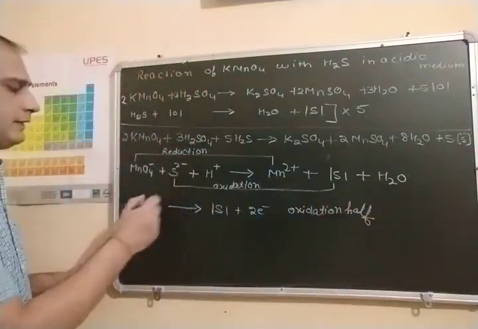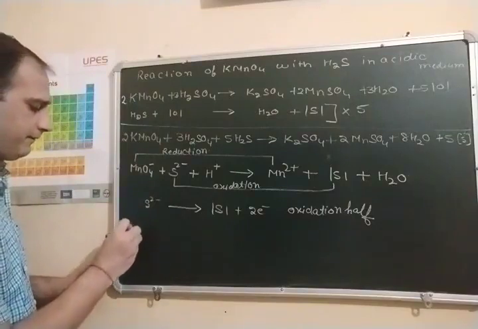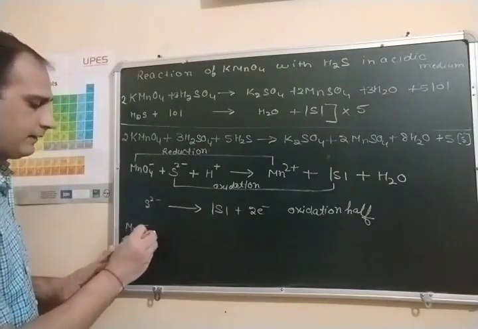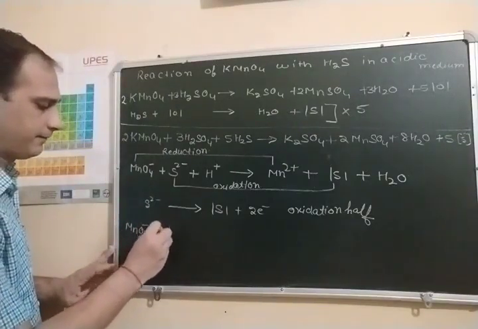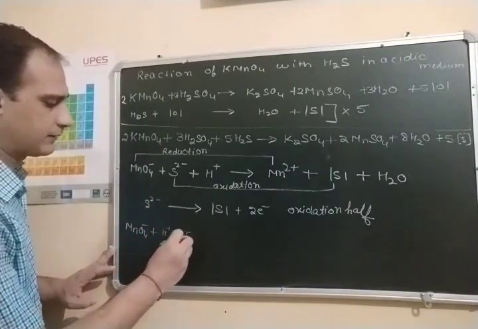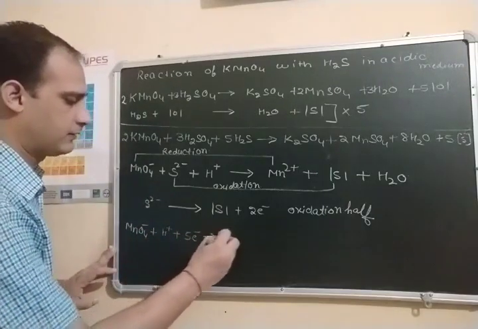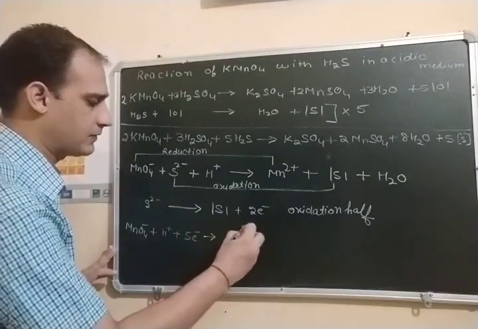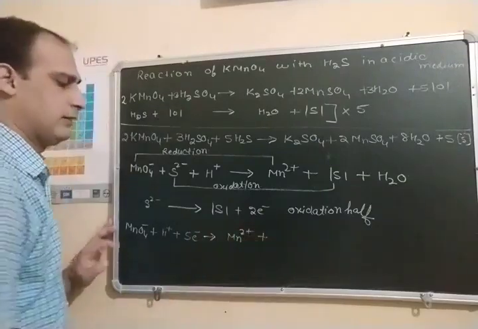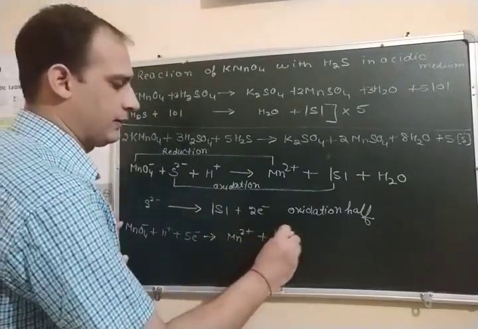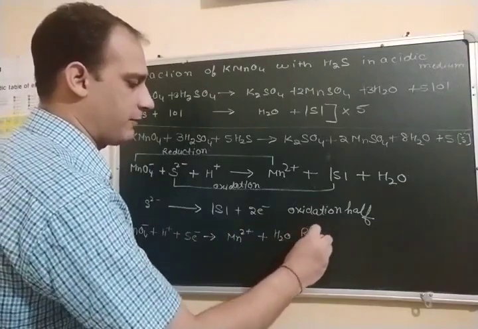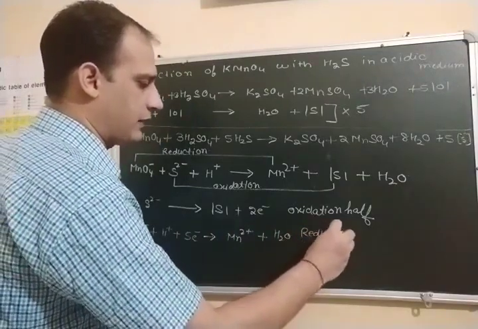And MnO4 negative plus H positive plus how many electrons? 5 electrons are required to change into Mn2 positive species along with formation of water. And this is representing which type of reaction? This is representing a reduction half reaction.